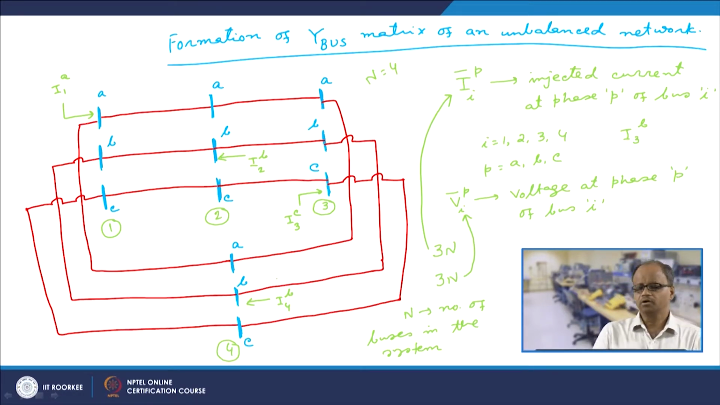Now, when we are talking about a Y bus matrix, we find a matrix which relates the 3n injected currents with the 3n voltages. In this case we have to find the matrix which relates these 12 injected currents with these 12 voltages. To do that, we now need to model, or rather represent, a transmission line.